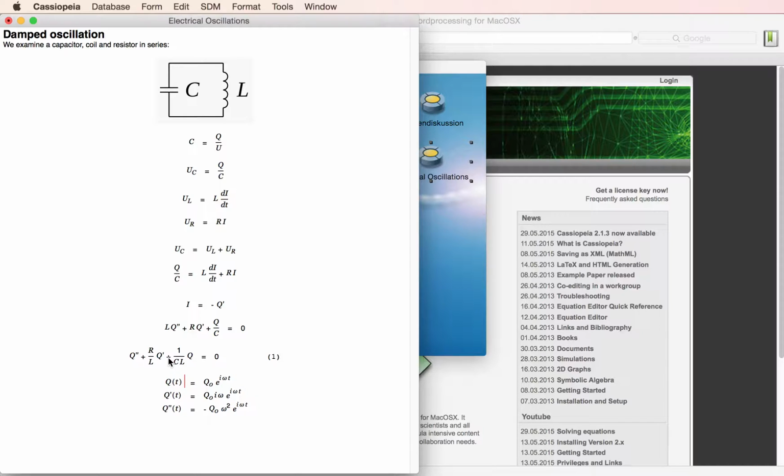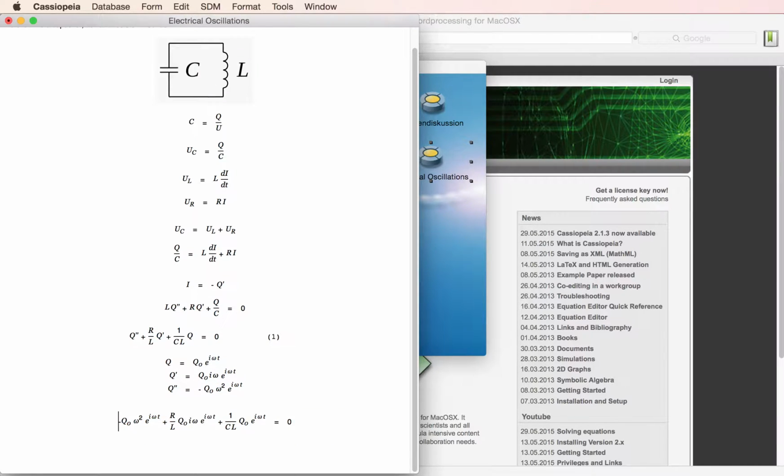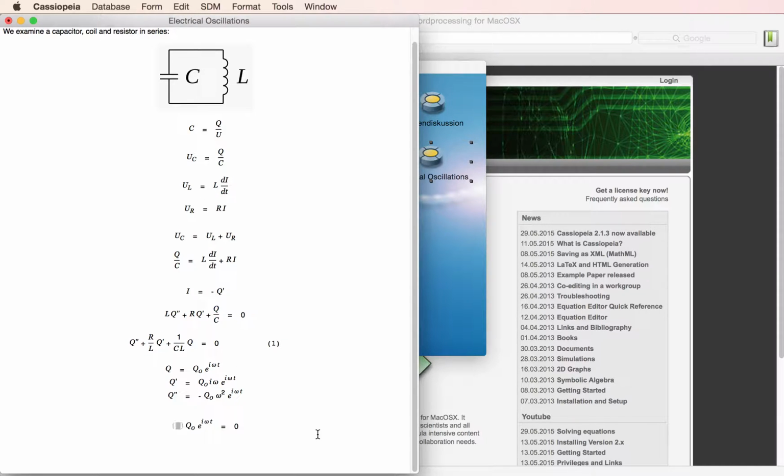Let's rename these guys like this, so that we can easily substitute them in our equation. Okay, let's make a copy of this equation and simply drag the guys in. We can factor out these two factors. Here we have it already. This one has to go, and this one.